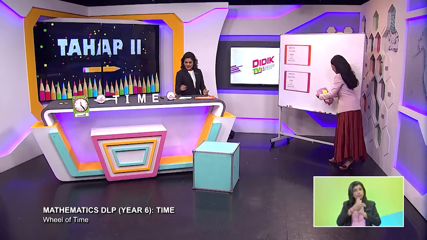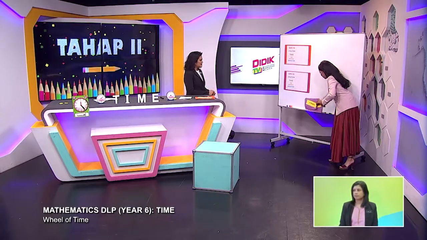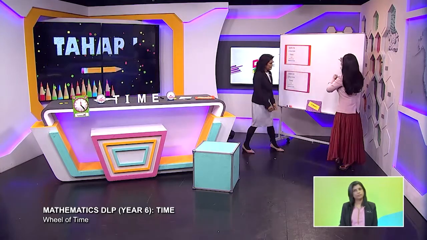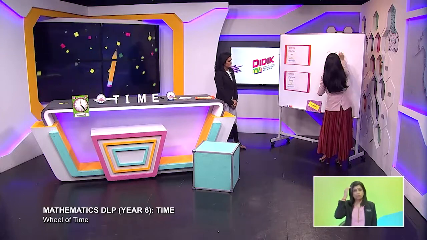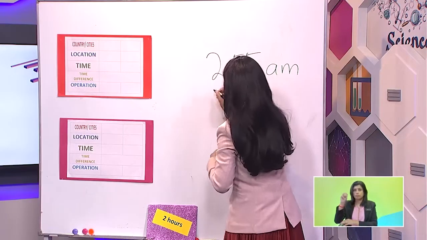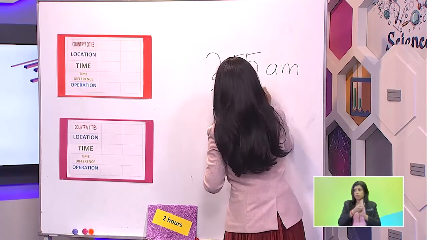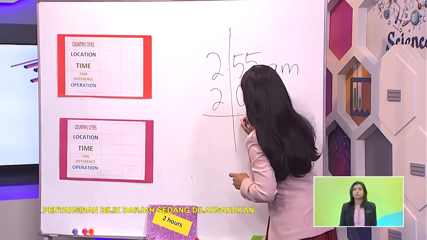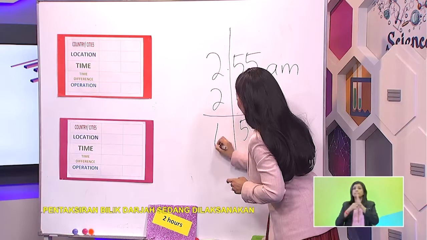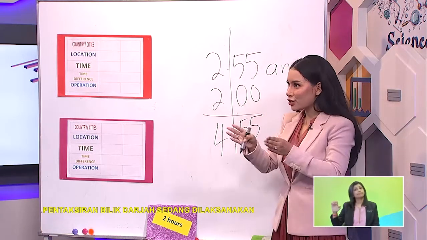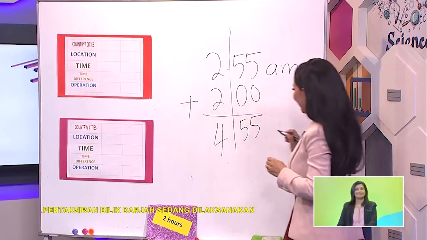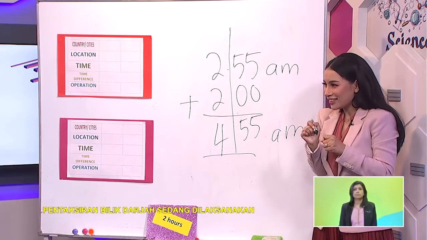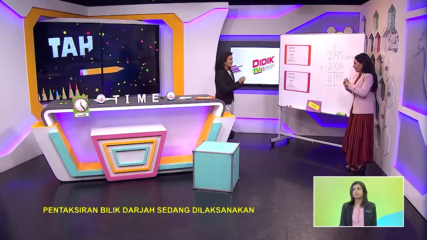Two hours here. Okay, let's do the calculation together with Kak Shafika. The first one we should do is the time in Malaysia, 2:55 a.m. And the time difference is 2 hours here. You can draw the line. I'm not sure if I'm right, but I'll try. What is the operation involving, addition or subtraction? Because it's on the east, it should be addition. So, what's the time? The time is 4:55 a.m. Is it right? Yay! Okay, you deserve another 2 batches.